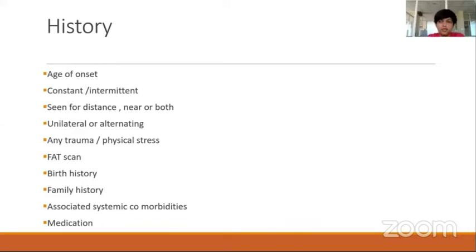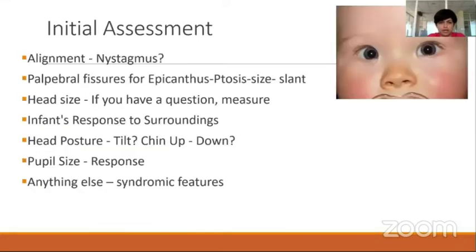The birth history, whether there has been a stormy post-birth history like an ICU admission, there may be a family history of deviation, and always ask for associated comorbidities and if the child is on any medication. As I said, your assessment starts as soon as the child walks into your chamber. Look for any nystagmus, any associated syndromic features, any anomalies in the palpebral fissure, which may be giving you the appearance of a pseudostrabismus.